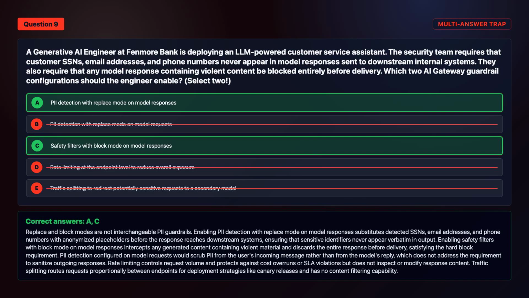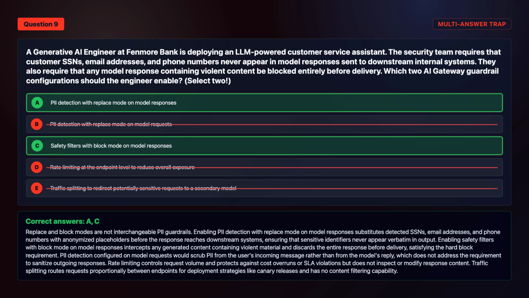The correct answers are option A and option C. Replace and block modes are not interchangeable PII guardrails. Enabling PII detection with replace mode on model responses substitutes detected SSNs, email addresses, and phone numbers with anonymized placeholders before the response reaches downstream systems, ensuring that sensitive identifiers never appear verbatim in output. Enabling safety filters with block mode on model responses intercepts any generated content containing violent material and discards the entire response before delivery, satisfying the hard block requirement.